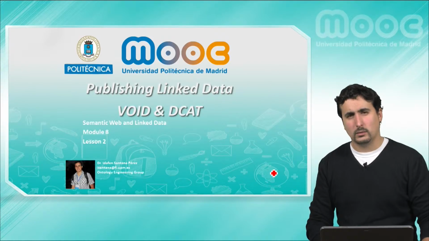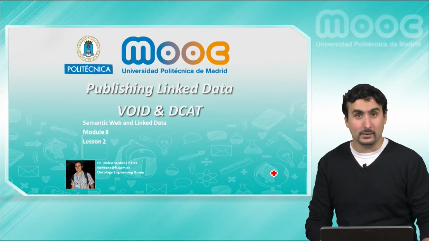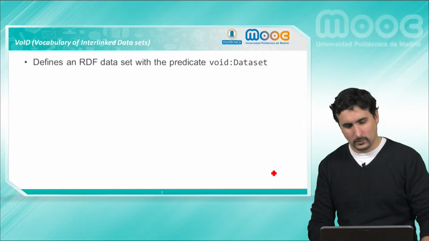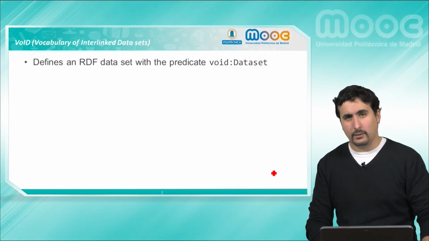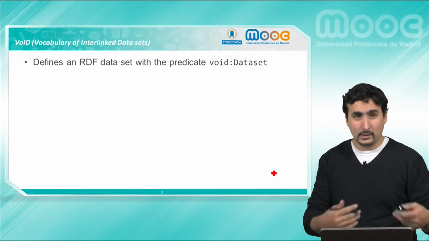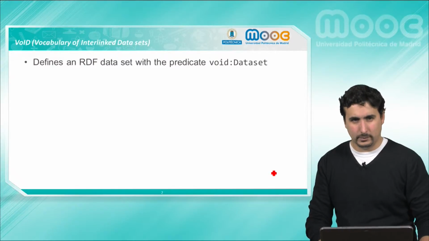Hi all and welcome to the second video of the module, in which we are going to talk about the VoID and DCAT vocabularies for describing datasets. The VoID vocabulary aims to define an RDF dataset using the predicate void:Dataset. That is, our dataset will be an instance of the void:Dataset concept.